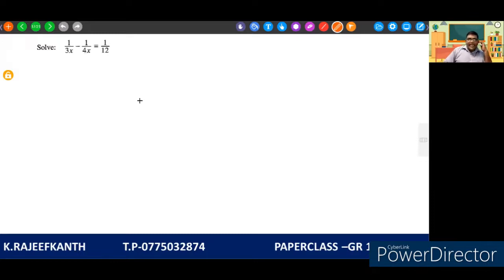Solve 1 over 3x minus 1 over 4x is equal to 1 over 12. So this is the equation, a simple equation in the format of fractions. So you can find the LCM, then you can cross multiply, then you can get the value of x.